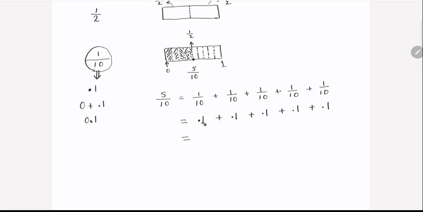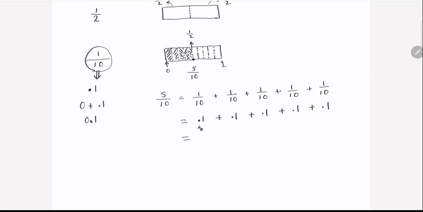Okay, so what we mean is this is one tiny part out of 10 tiny parts. This is another one tiny part out of 10 tiny parts. This is another one of the tiny parts of the 10 tiny parts. And this is another one tiny part out of the 10 tiny parts. And like this, another one tiny part out of 10 tiny parts that make up the whole.